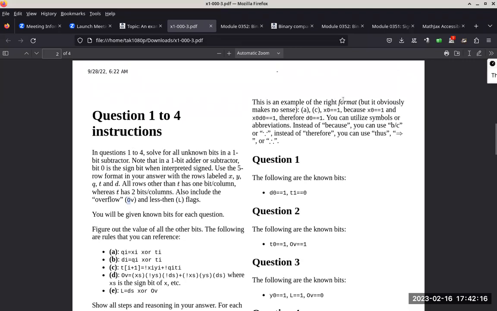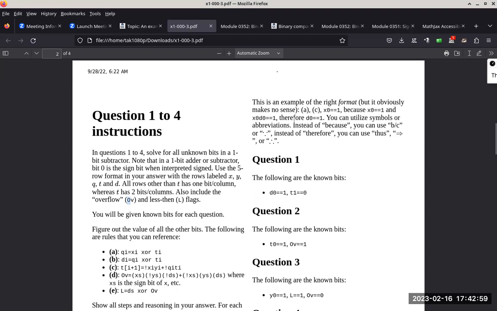This is an example of the right format, but it obviously makes no sense. A, C, so those are quoting the rules. X0 equals 0, which is probably given in the problem, because X0 is 1, and X0, D0 is 1, therefore D0 is a 1. So in this case, it has to do with conjunction. In order for a conjunction to be a 1, both components of the conjunction must be 1. But you don't have to explain that really long thing. You just have to say that because we know X0, D0, which is the conjunction between those two, is a 1, and we also know that X0 is a 1, then D0 has to be a 1.